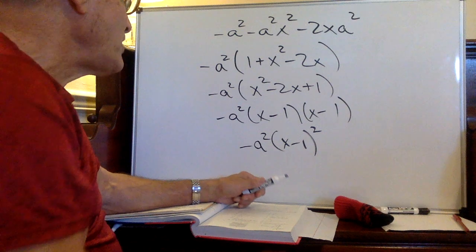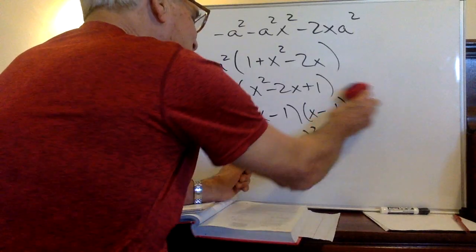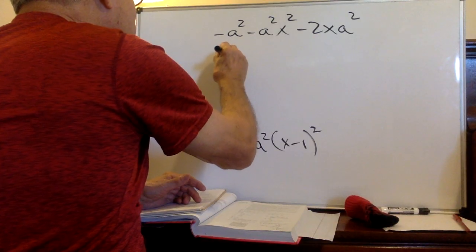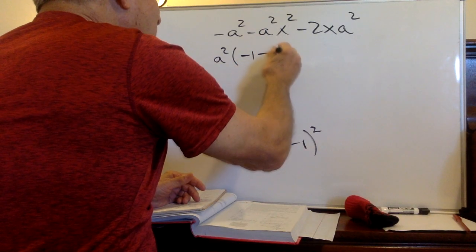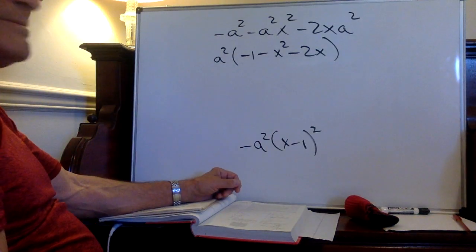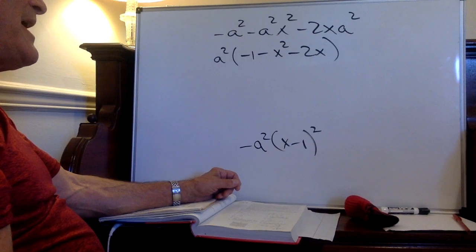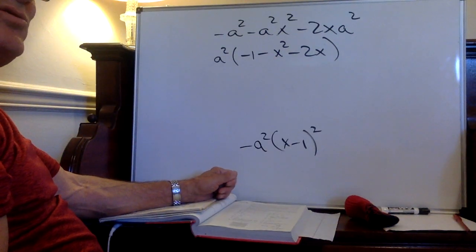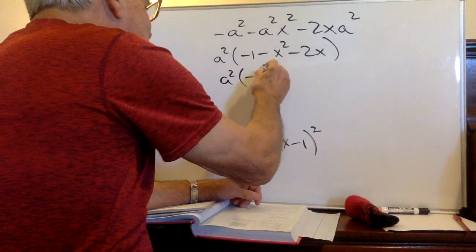Had you not factored out a negative a squared, let's make sure we get the same thing. Suppose you just factored out an a squared. If you just factored out an a squared, you've got minus 1 minus x squared minus 2x. And I have a feeling if you had it this way and you didn't make your x squared term positive, you're going to make a factoring error. But let's just arrange the terms.